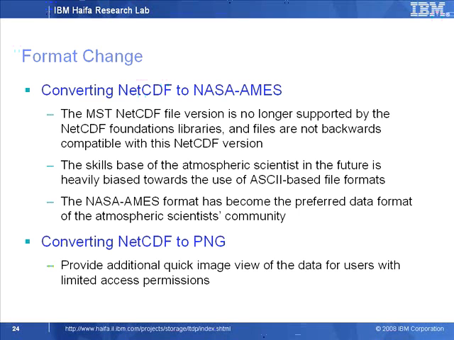The community became biased towards ASCII formats, and NASA AIMS has become the preferred data format of the atmospheric scientists community. In addition, it was decided to add a second view path to the data, providing an image view for users with limited access permissions.